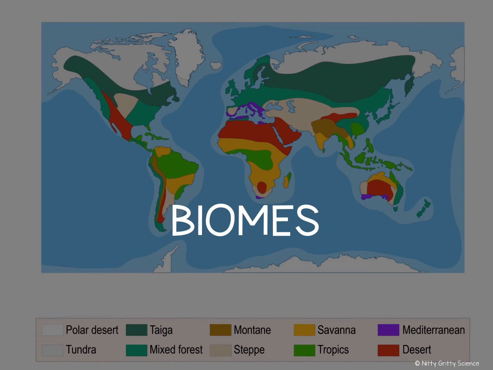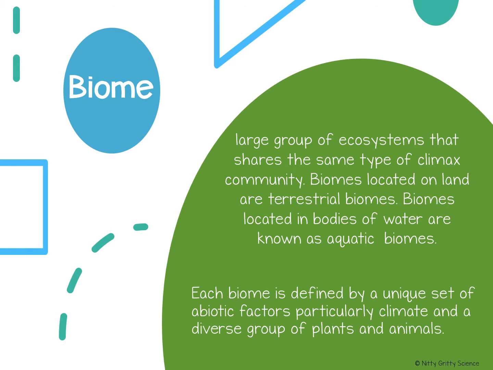Biomes. Deserts are very different from rainforests, and the reason for this is because they are two totally different biomes. A biome is a large group of ecosystems that share the same type of climax community. All the ecosystems within the biome have similar climates and organisms.